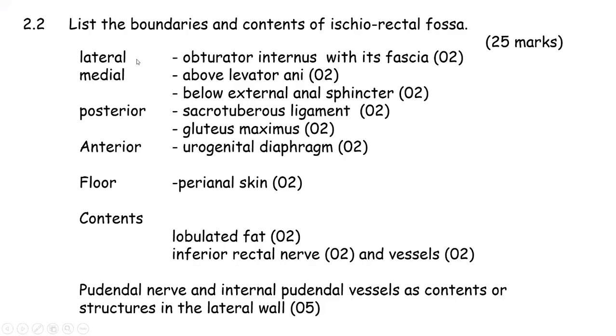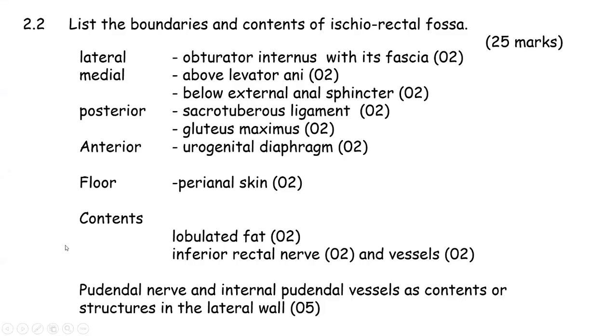So, laterally, you know that you have the obturator internus with its covering fascia, right? So, if you have written only obturator internus, you will get 1 mark. And if you have mentioned the fascia, you get 2 marks, right? That is how the marks are being divided, right? So all possible directions are there: lateral, medial, posterior, anterior, floor, everything. Because the roof is again the lateral and medial walls coming together at the top, right? If you wish, you can mention that fact also.